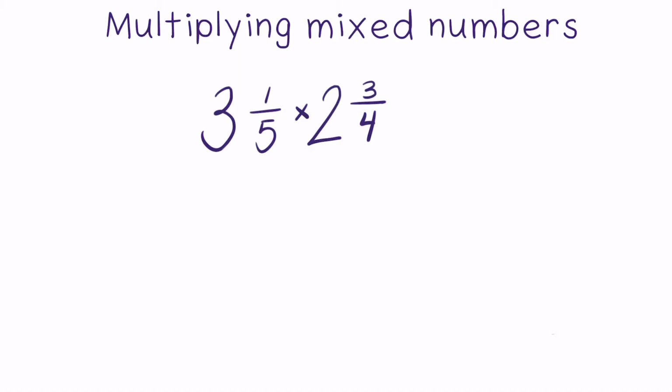Let's practice multiplying mixed numbers using the example of 3 1/5 times 2 3/4. Whenever you're multiplying mixed numbers, you should take the mixed numbers and convert them to improper fractions, or fractions greater than 1. And then once you have improper fractions, you can simply multiply across the numerators and multiply across the denominators. Let's try that with this problem.